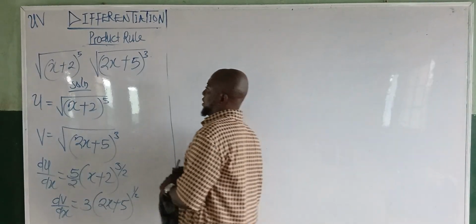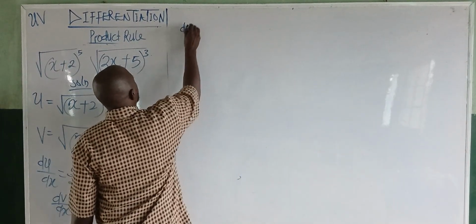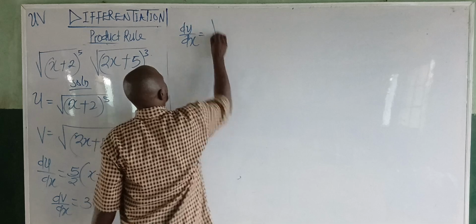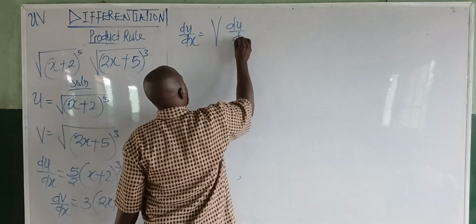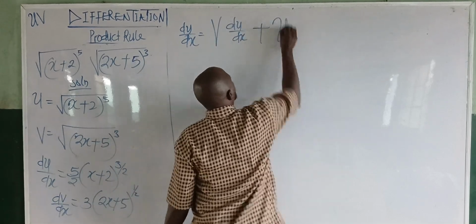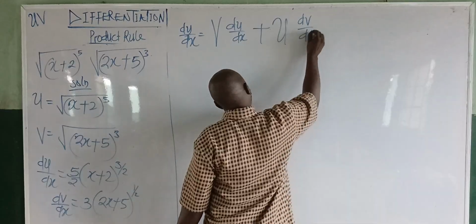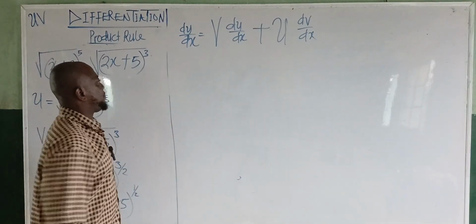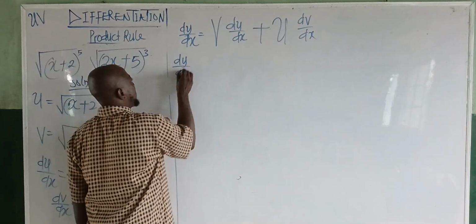Now, let's do this one. So employing the formula, we know that our dy/dx here will give us v du/dx plus u dv/dx. So this is what I'm having here. Now let's put in our values.